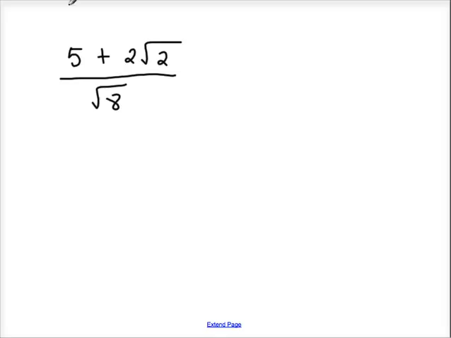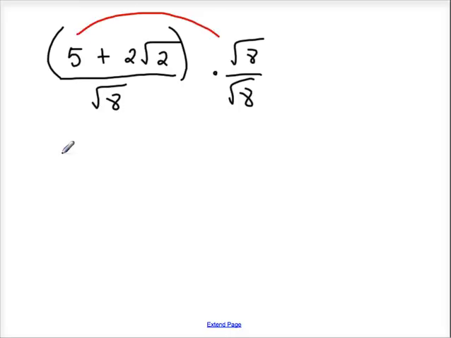Alright, let's take a look at a different type. So 5 plus 2 radical 2 over radical 8. Alright, so now we have a binomial in my numerator. Again, same strategy. Multiply both numerator and denominator by square root of 8. For good practice, I would put that binomial in parentheses. Any reason why? Anybody know why I might do that? Because you're going to distribute. Yeah, it's going to remind me that I'm going to distribute the radical 8 to both these terms.